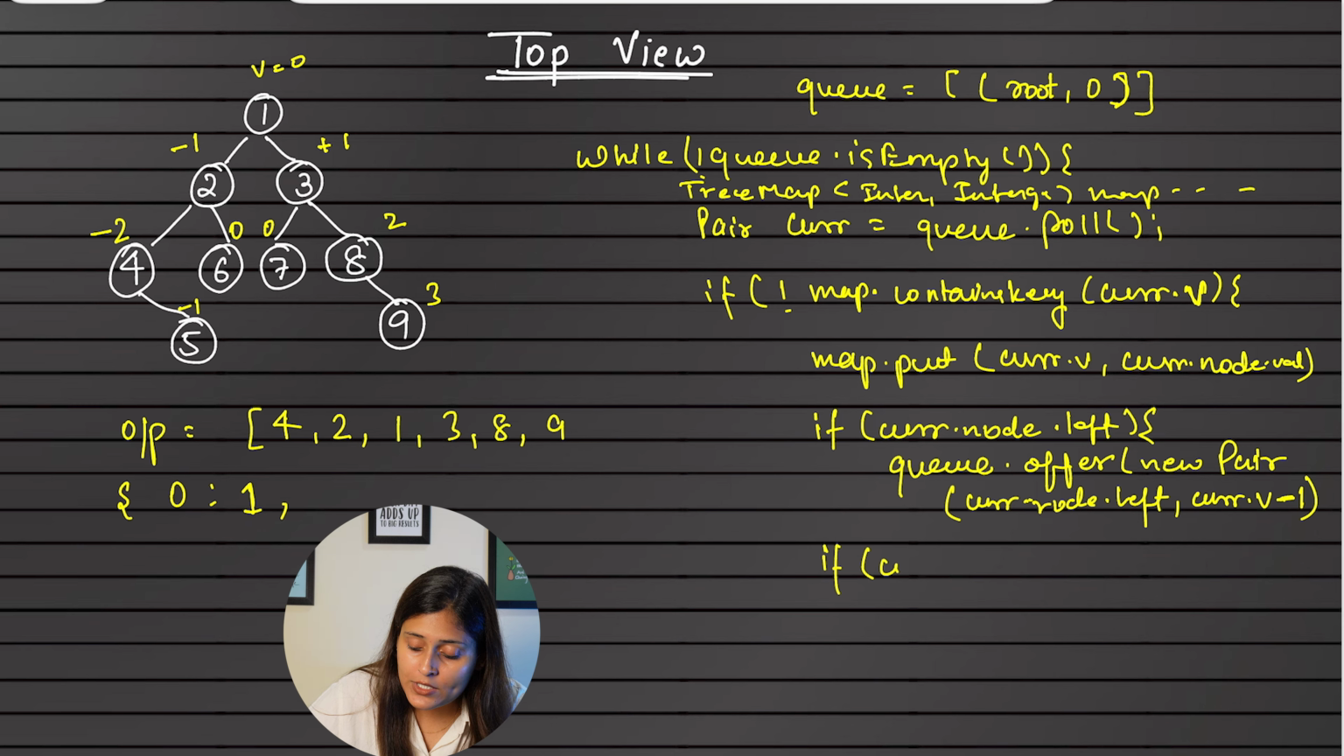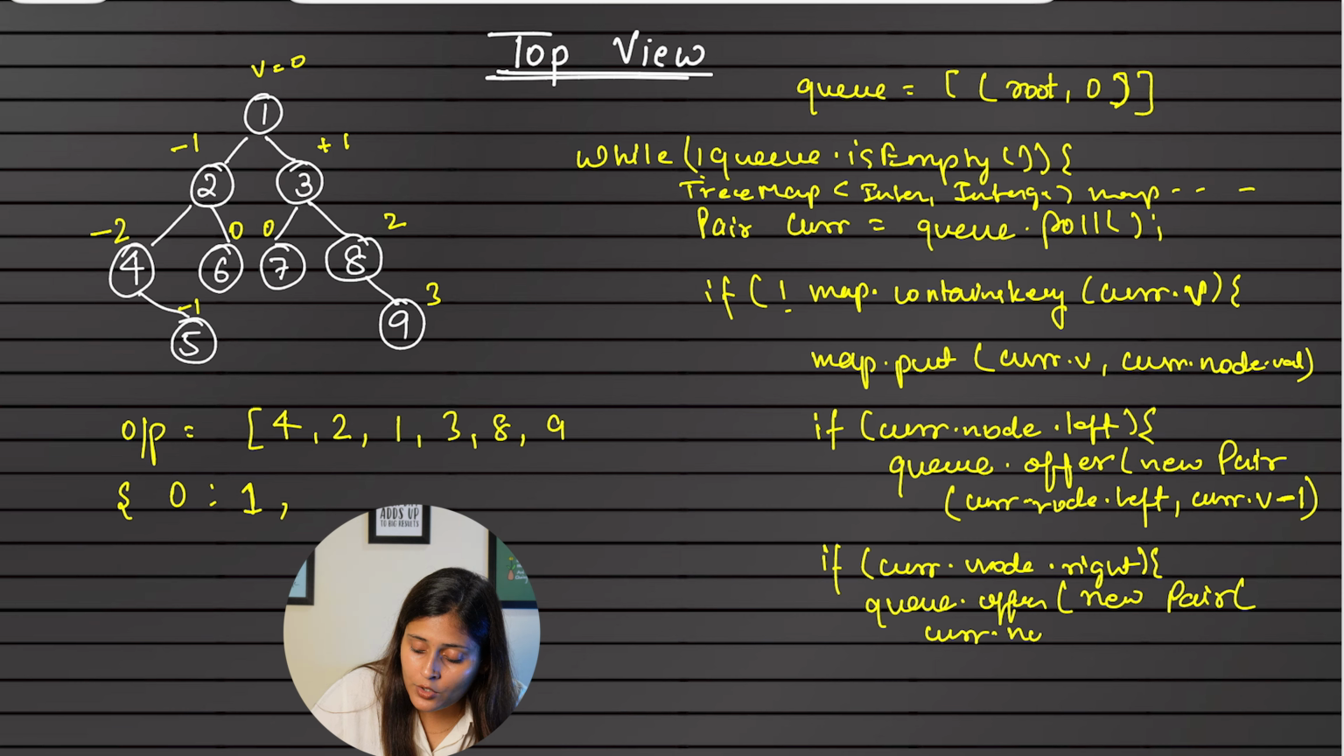Now if we want to go towards the right side, means current.node.right. If this child is present, then again in the queue offer what? New pair, and in the new pair the first is the node, and what is the node? Current.node.right. And what is the vertex? Current.v plus 1. Why? Because we are going towards the right side.